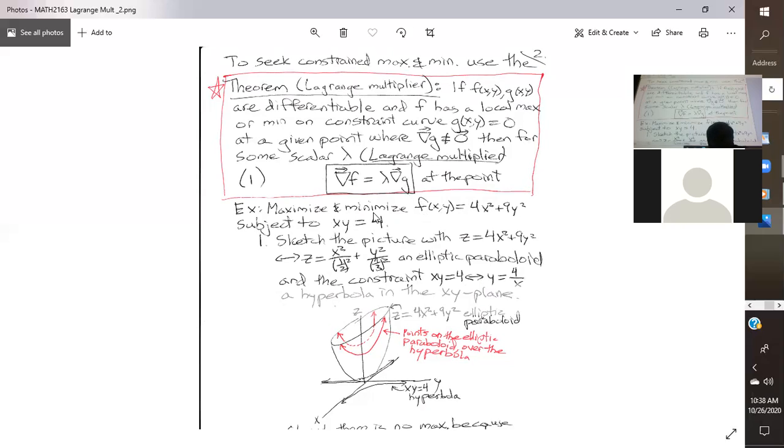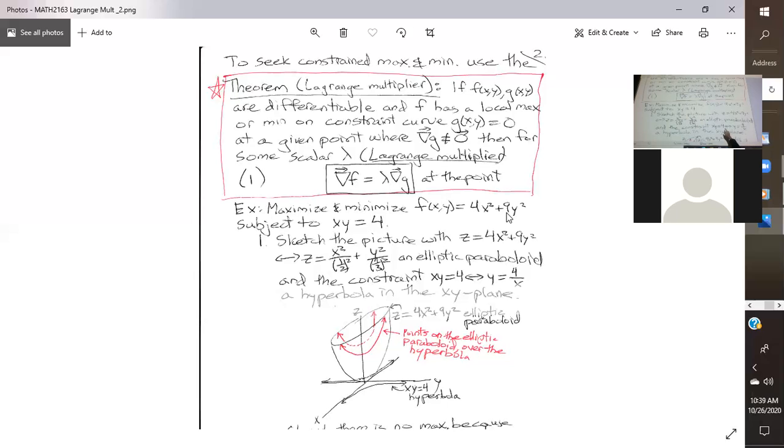Suppose I want to maximize or minimize, or both, the function f of x, y equals 4x squared plus 9y squared. And you can ask, what kind of surface is that, I wonder? We know what it is, right? If you rewrite it as z equals x squared over a half squared plus y squared over a third squared, you realize that's an equation for an elliptic paraboloid, right?